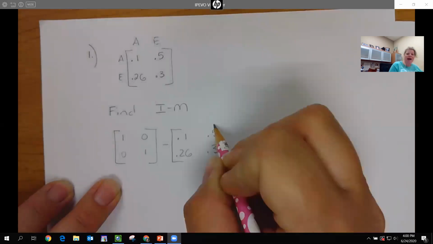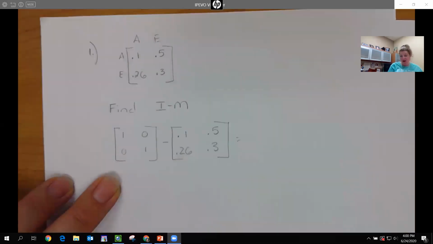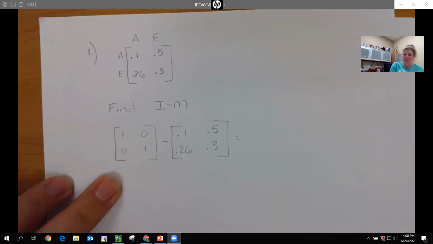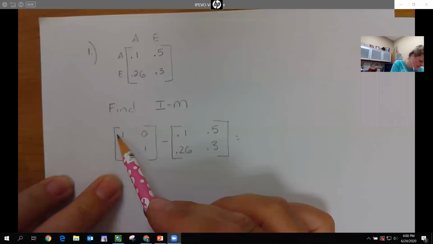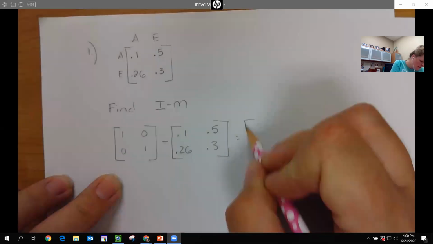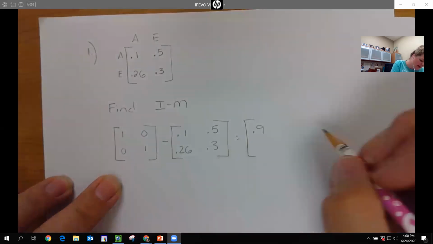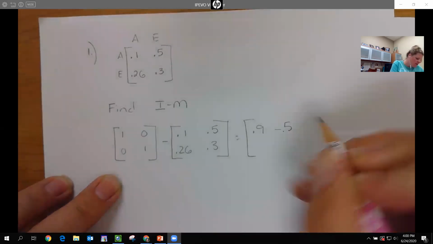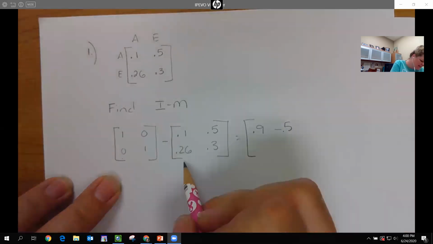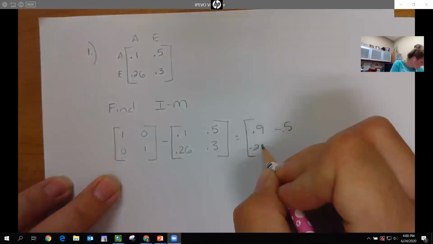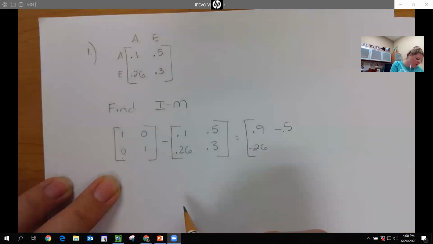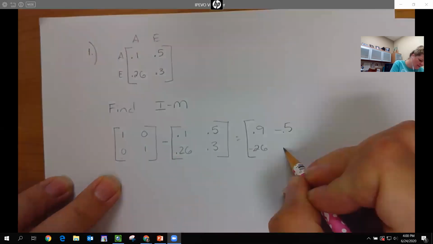If I subtract, they have to be the same size, and they are, then we just subtract each spot given. So 1 minus 0.1 is going to give me 0.9. 0 minus 0.5 would give me negative 0.5. 0 minus 0.26 is negative 0.26. Last one, 1 minus 0.3 is 0.7.